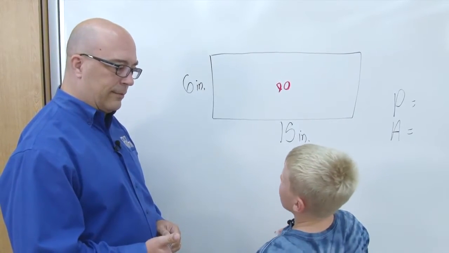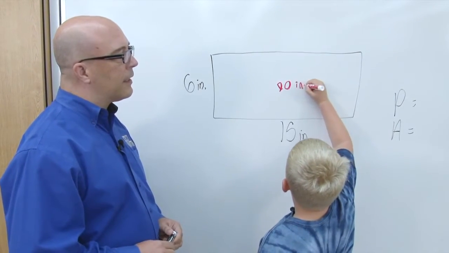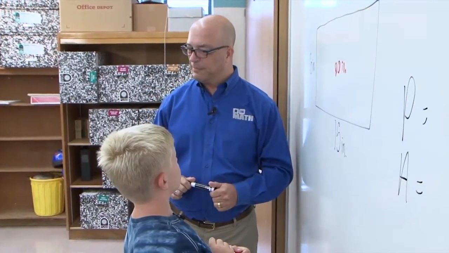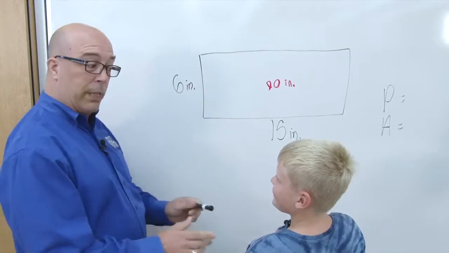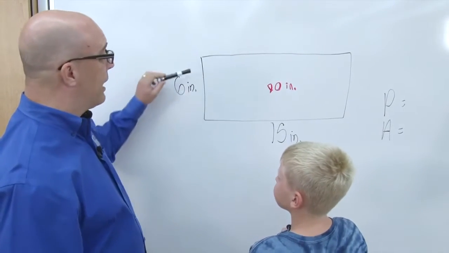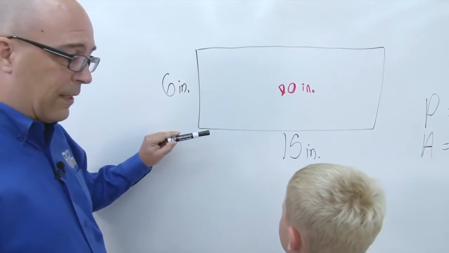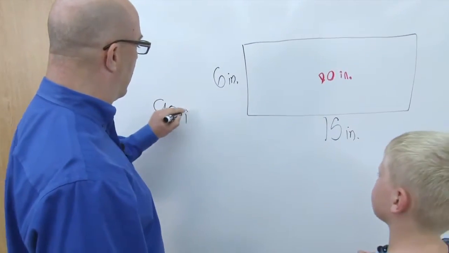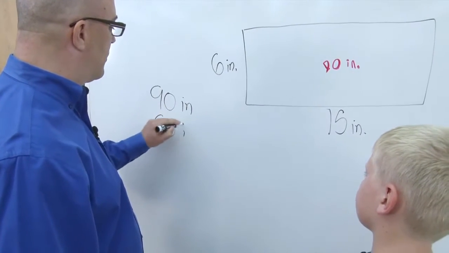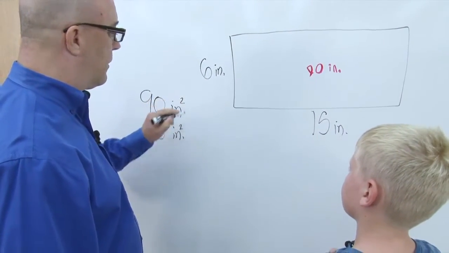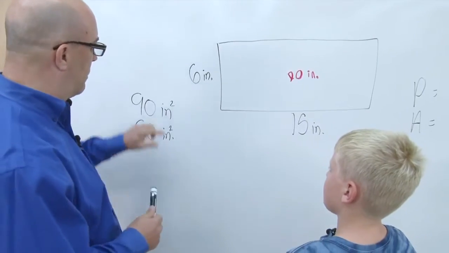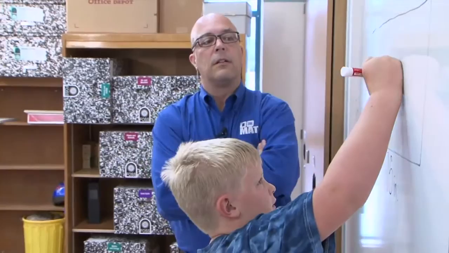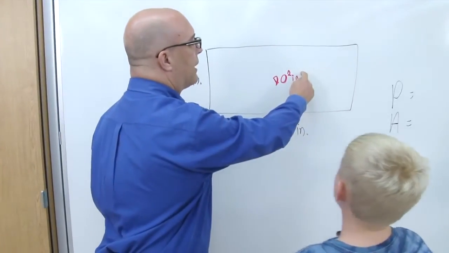90 what? Inches. Is that all? Because you're doing area, right? So you multiplied the length times the width, okay? If I had 90 inches and I had 90 inches squared, you know the difference between those two? Well, I made them both squared. Oh, 90 inches squared. Well, let's put the 2 over here on the end of the inches right there.